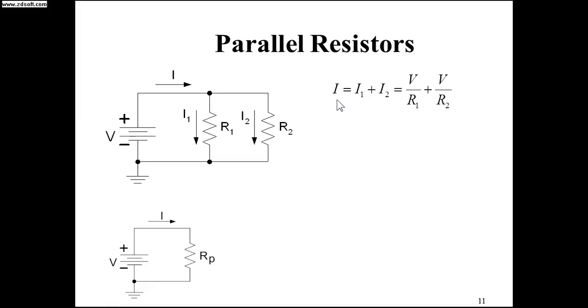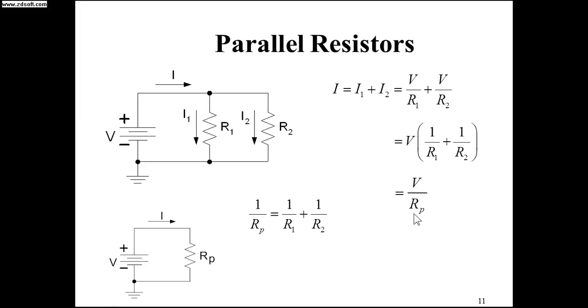So as per the current law, I is equal to I1 plus I2. I1 can be written as V by R1 and I2 can be written as V by R2. So you can write the total current I is equal to the total voltage into 1 by R1 plus 1 by R2. This you can replace with the equivalent reciprocal 1 by Rp. So what is Rp then? You can derive from here. Rp is equal to R1 R2 by R1 plus R2.